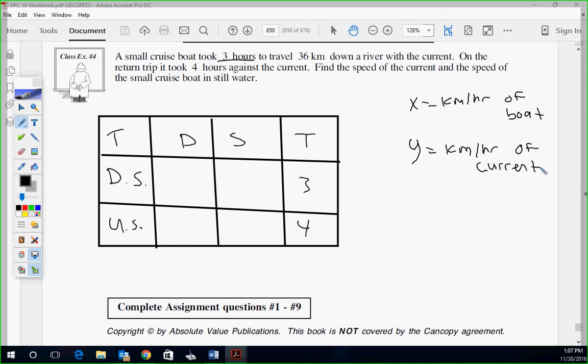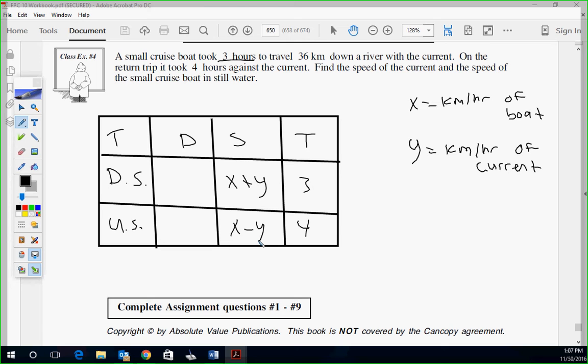Okay, so in terms of speed, how would you express the speed then? So I'm going downstream. Exactly. I'm combining the boat speed with the current speed because you're going together. So downstream is x plus y. Upstream, x minus y, because it's your boat against the stream now.